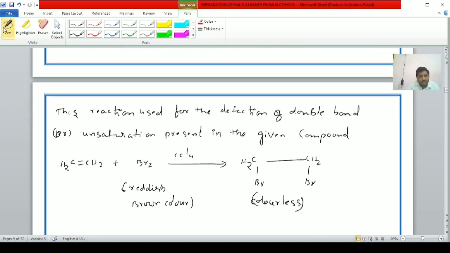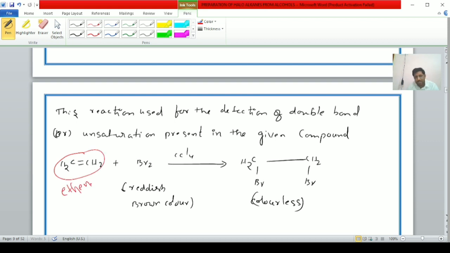this reaction is also used for the detection of the double bond, for the identification of the double bond or unsaturation present in the given compound. Unsaturation means, student, the double and triple bonds are known as the unsaturation. Very important, student. For example, alkene, nothing but ethene.